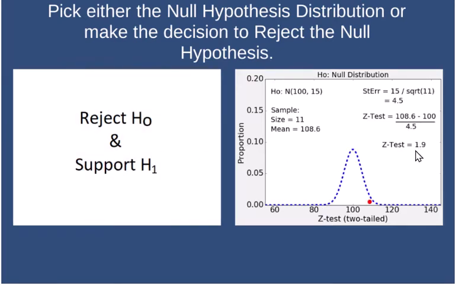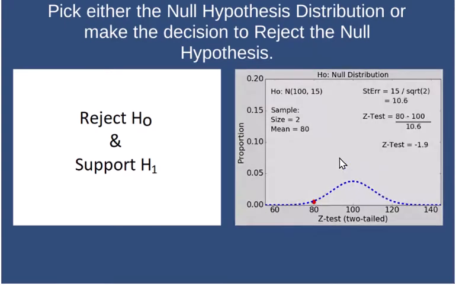Okay, here we have a z-test that's 1.9. So it's within the plus minus 1.96. Now if it landed right on plus 1.96, we would reject the null. Or if it landed right on negative 1.96, we would reject the null. But this is 1.9. It's close, but it's not enough for us to reject this null hypothesis distribution. The null hypothesis distribution continues to be viable, continues to be believable, so we retain it.